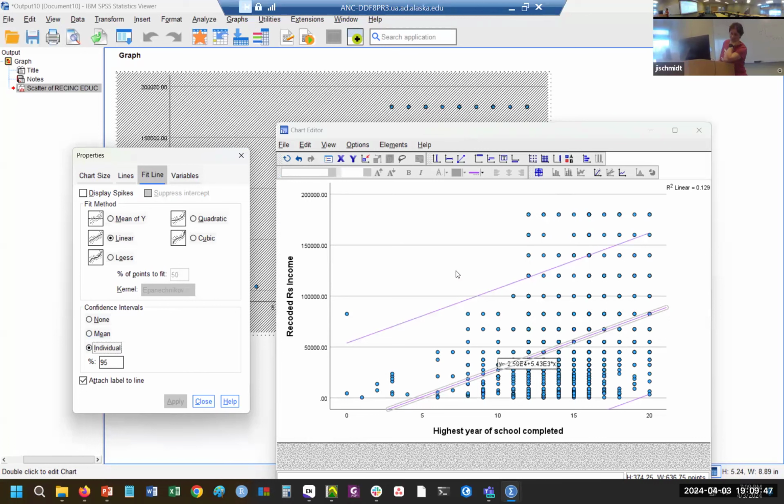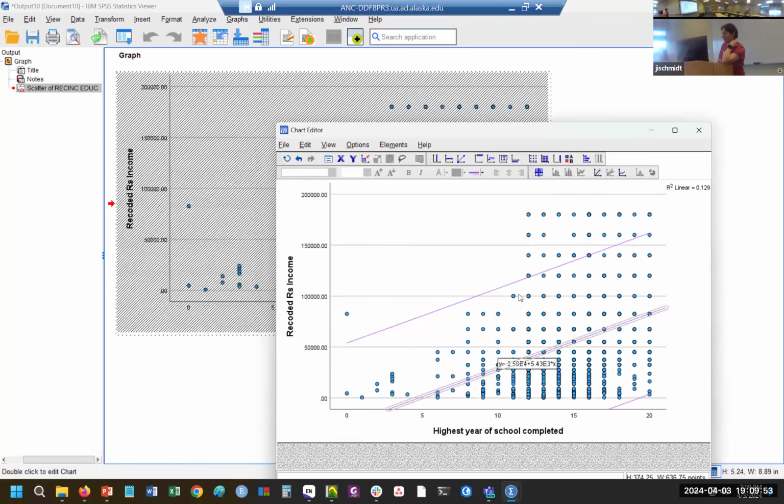Very wide confidence intervals, so a lot of noise in your data. So what that's saying is, with 95% confidence, the prediction of income based on your education is gonna fall between these two lines. Oh, so they're sort of kind of like error bars. They're sort of kind of like error bars, yeah.